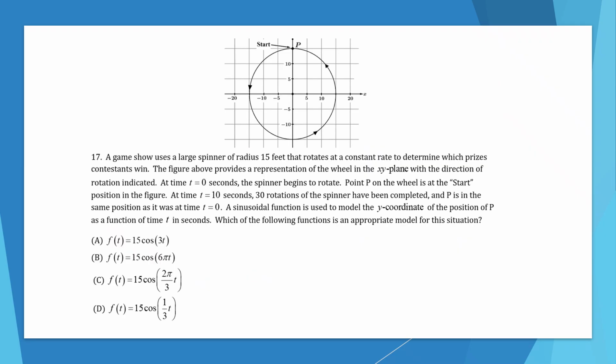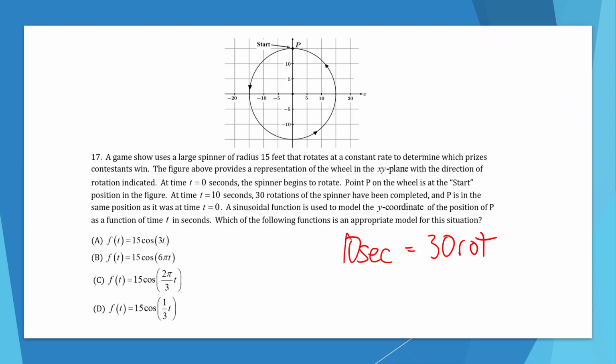All right, number 17, a game show uses a large spinner with a radius of 15 feet. At the time t equals 0, the spinner begins to rotate. Point P is at the wheel and is at the start position. At 10 seconds, 30 rotations have been completed, and P is at the same position as it was at time 0, so 30 full rotations. We're using it to model the y coordinate. Which of the following is the appropriate model?